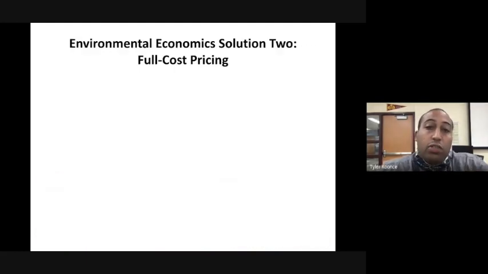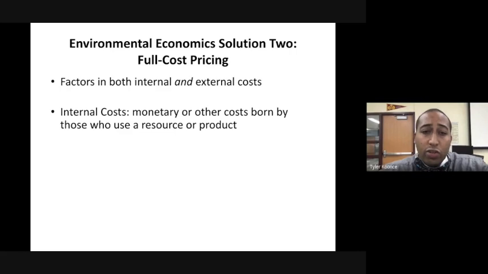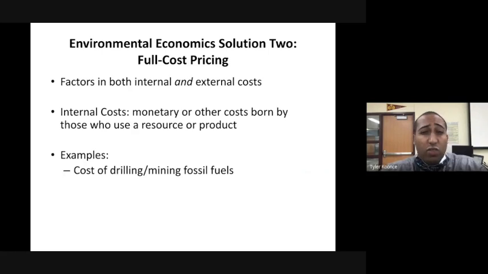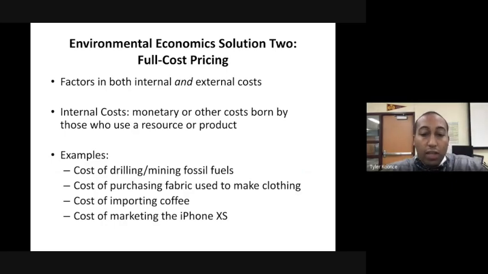Our second solution is to use full cost pricing, or to have this be a bigger, more forward-facing thing. The factors for full cost pricing are both internal and external costs. Internal costs are the monetary costs that are borne by the use of those resources or products. So things like the cost of drilling and mining fossil fuels, purchasing fabric, importing coffee, marketing your iPhone.